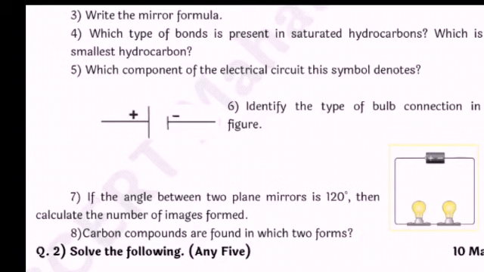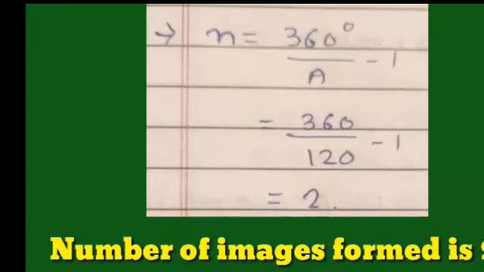If the angle between two plane mirrors is 120 degrees, then calculate the number of images formed. Friends, there is a separate formula to calculate the number of images if the angle between two plane mirrors is given. The formula is n is equal to 360 degrees upon A minus 1. So after putting 120 in this formula, we get the number of images formed is equal to 2.